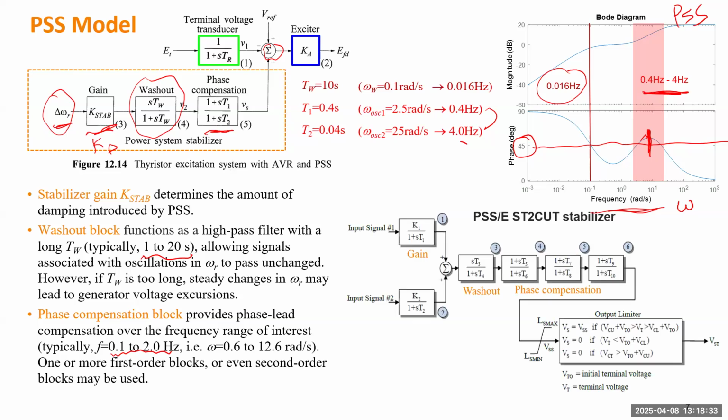This picture is basically the same model. If you use the PSSE software, from the manual it gives you this model. So it is basically the same, but it allows you to utilize 3 components to give you more phase lead compensation. Each component gives you about 45 degrees. So if you really want to expand this range to cover a wider range of frequency, you can use multiple components to give you better phase lead.